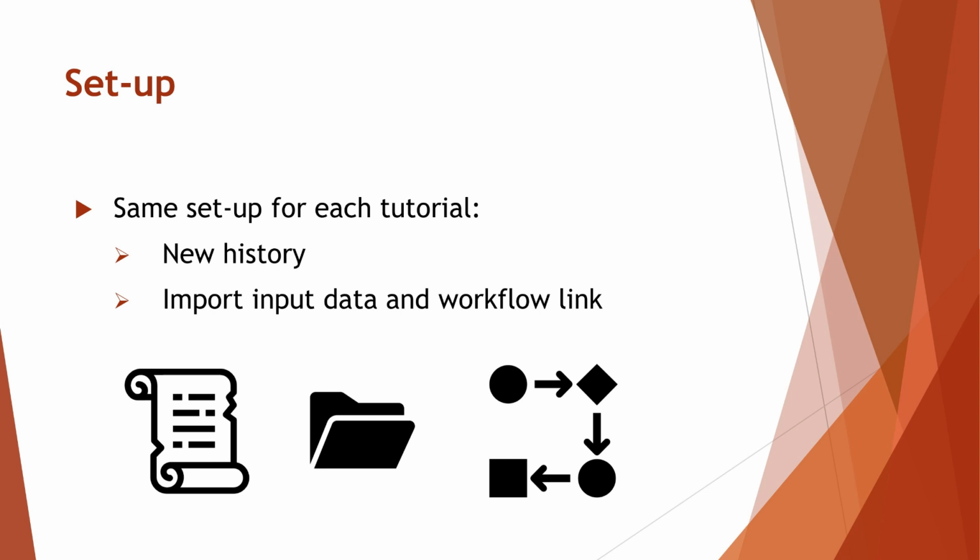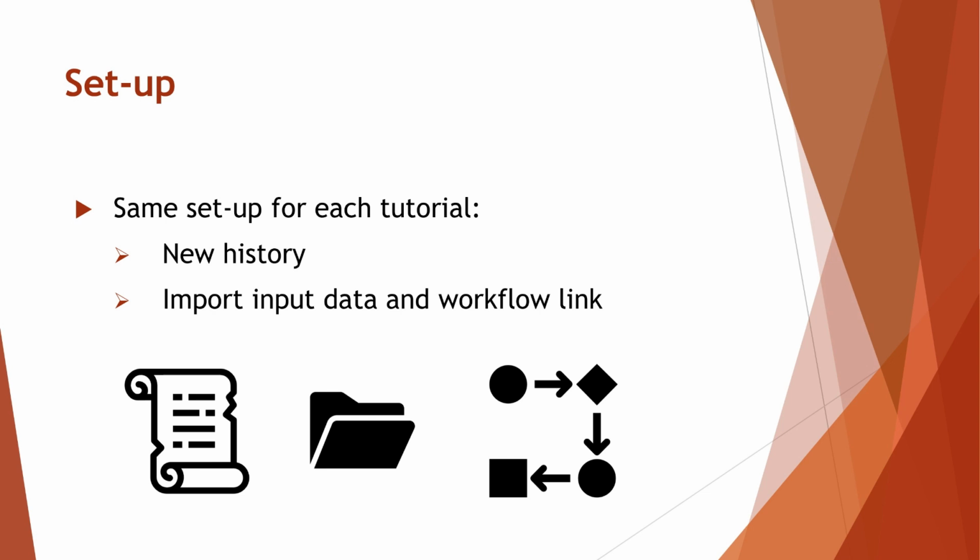For setup, we will use the same one for all modules. Step-by-step instructions will be covered in the next video. First, we will create a new history for each module, for a total of 5 histories. We do this because it's much easier to work with 20 to 30 files rather than hundreds. We will also use separate input datasets and workflow links for each module. So, for each module, you will create its own history, import that module's input data, and run its workflow link.